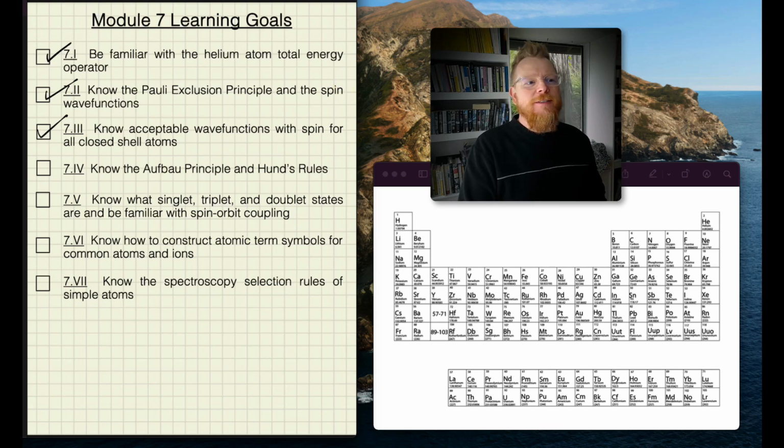Okay, people, let's keep going down the rabbit hole. Learning goal number 3 here. Know the acceptable wave functions with spin for all closed shell atoms. All right, let's do it.